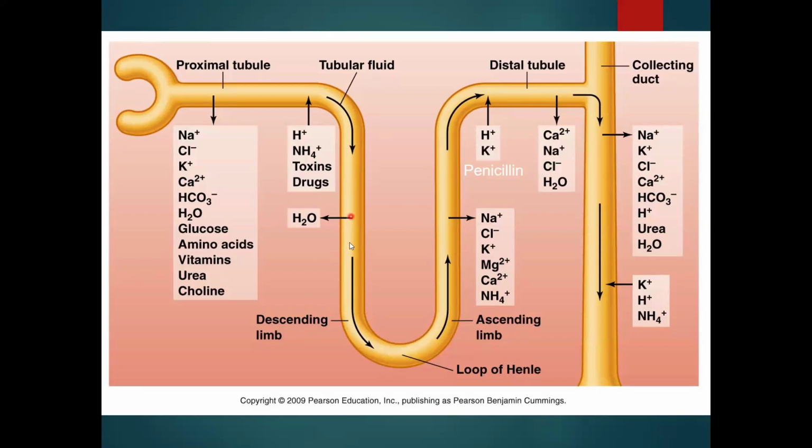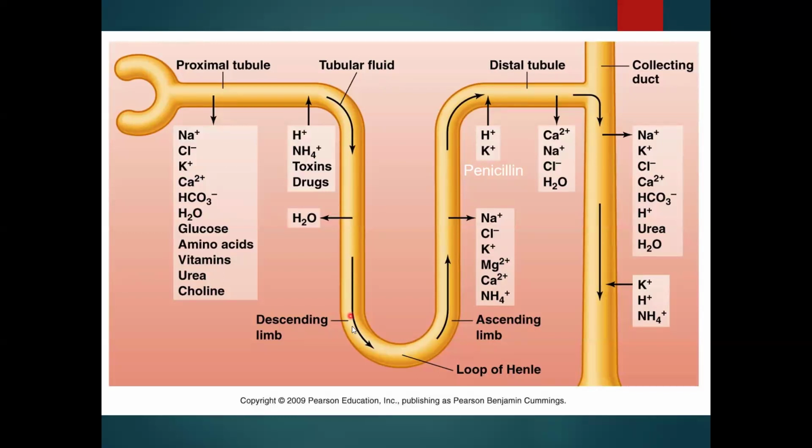Now, the descending loop of Henle, if you remember, those had no tight junctions on those cells. They were just regular cells hooked together. So they were permeable to water. And I want you to make sure to write down that the major characteristic of the descending loop of Henle is that it is water permeable. So water can go wherever it needs to.